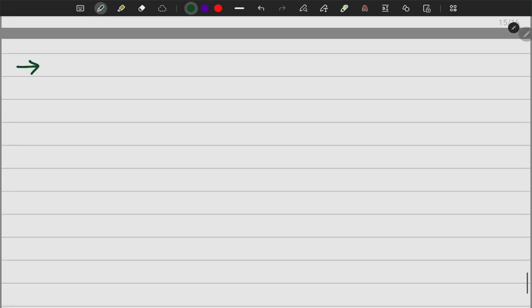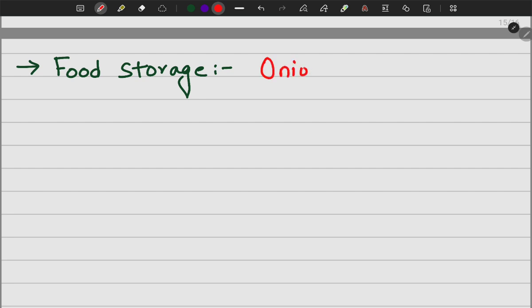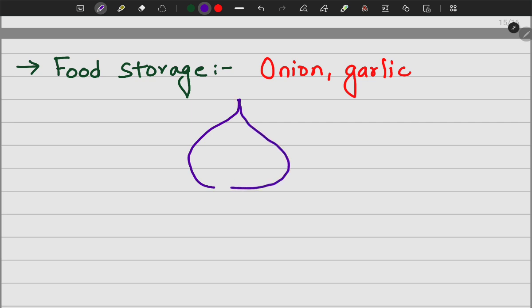Then the next modification is food storage, which is found in onion and garlic. This we also learned about in the modification of stem when we studied about food storage, and the modification of stem which is called a bulb. There we studied about onion and garlic, which has a structure like this, and at the base there's a flattened stem which is called a bulb.